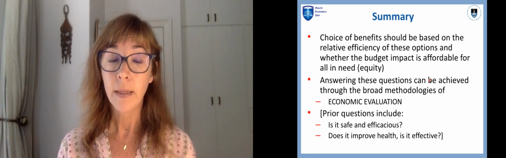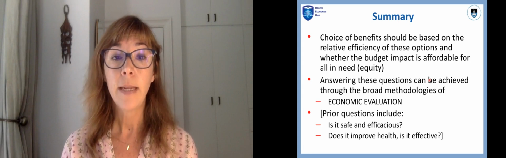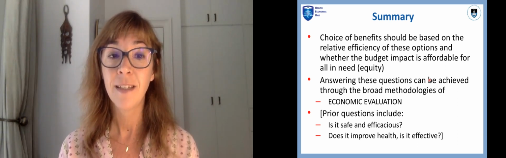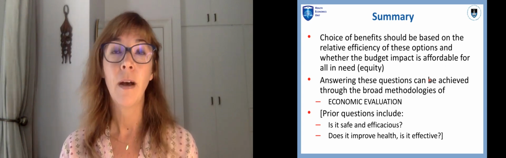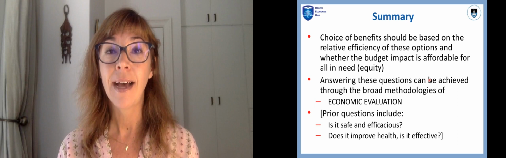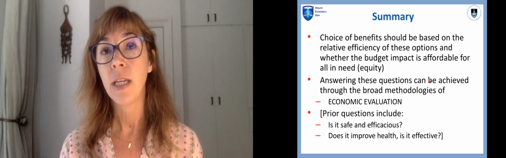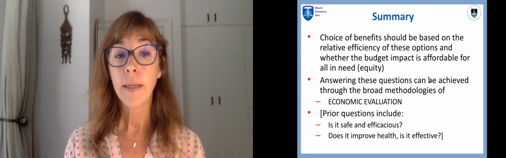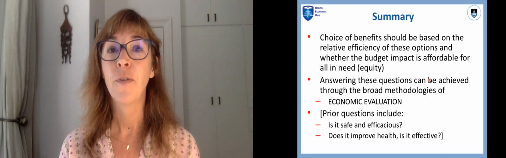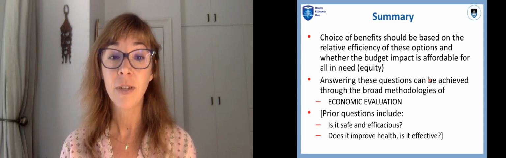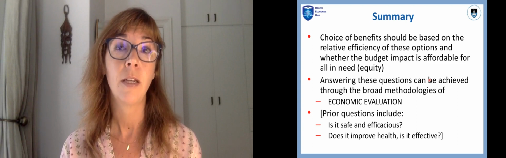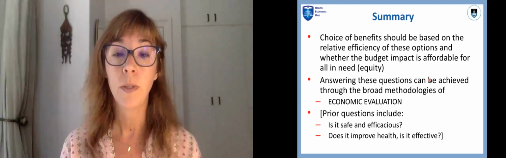So to summarize part one so far, the choice of benefits should be based on the relative efficiency of these options and whether the budget impact is affordable for all in need. In other words, we're choosing our benefits that we can provide on an equitable basis, and we are acknowledging that in every health system there is scarcity and there is a limited budget, and the idea is to spend that budget in a way that achieves our goals. Another point to summarize is that answering all of these different questions about equity and affordability and cost effectiveness can be achieved through economic evaluation. It's quite a complicated methodology, but it really is a powerful methodology for considerations of moving towards universal health coverage.